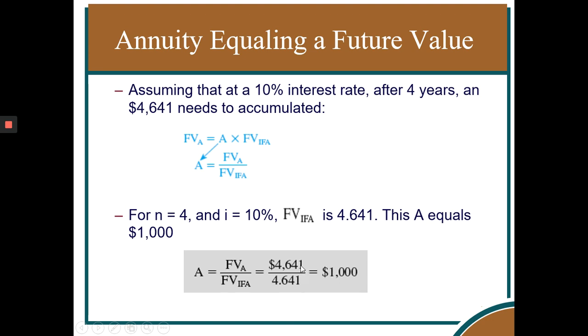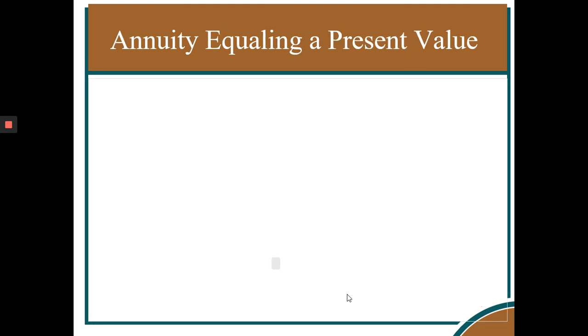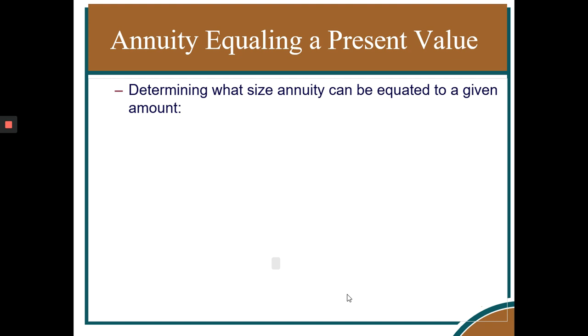Alright, so this is how it's done. Your future value annuity is 4,641 and your interest factor is 4.641. From your table, or you can use the formula given to calculate. At the end, you'll be getting 1,000.